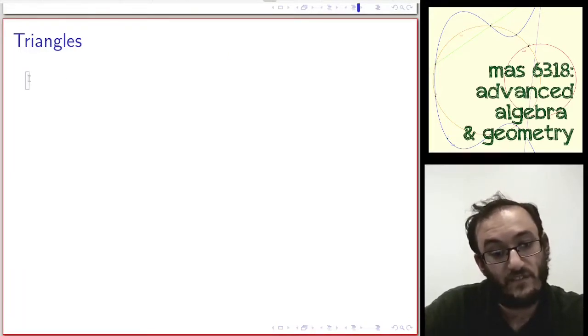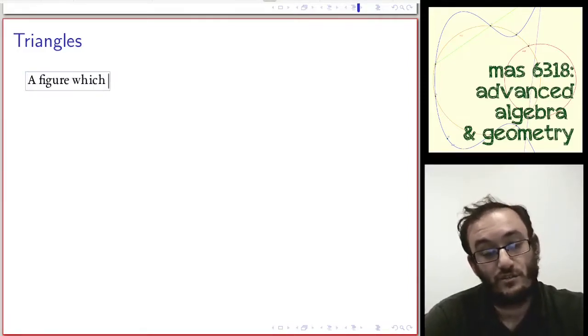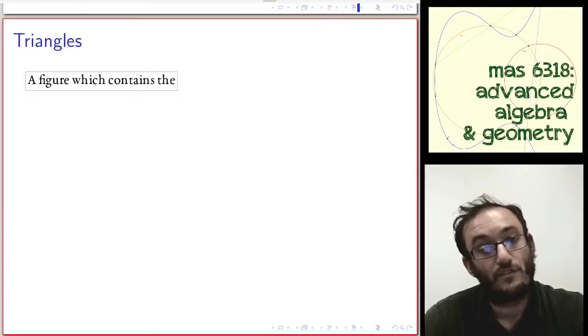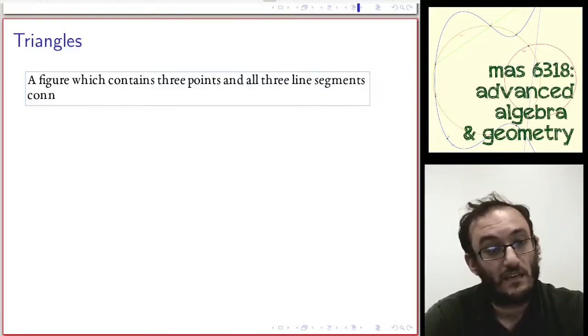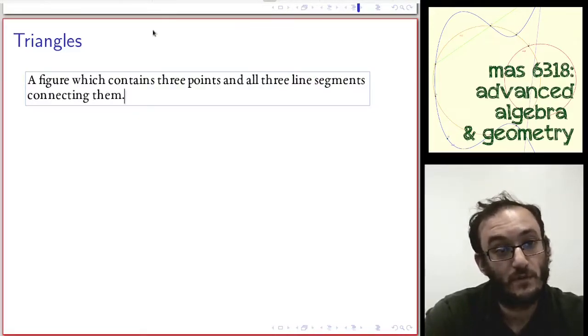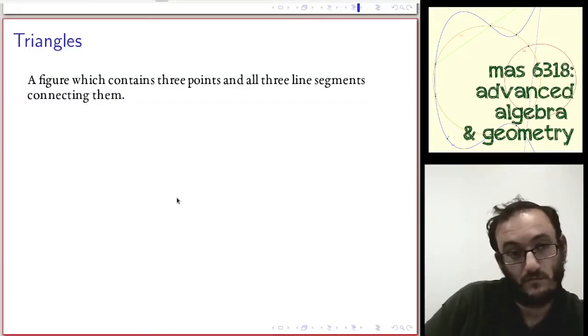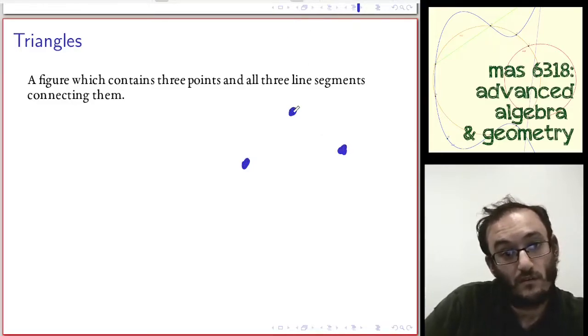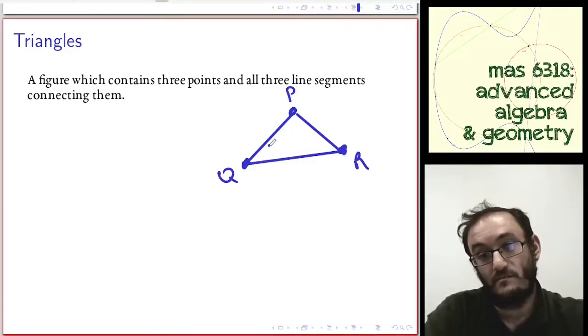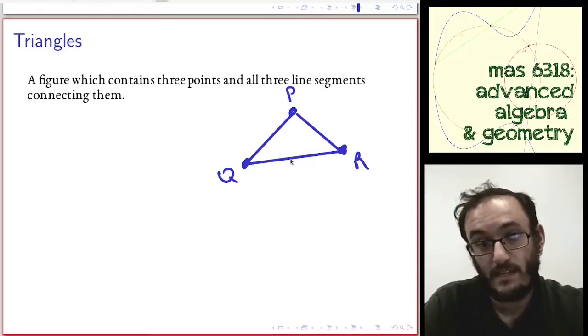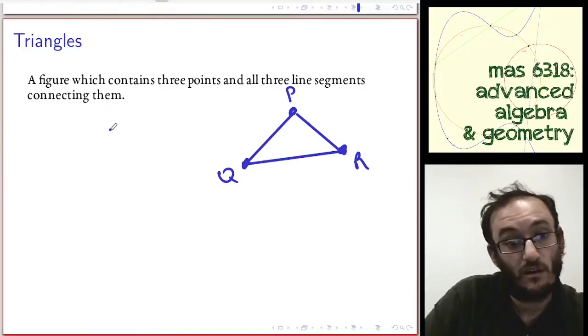So a triangle is a figure which contains 3 points and all 3 line segments connecting them. Okay, so for example, we'll have these 3 lines and these 3 points. So this is P, Q, and R. So then the triangle is the figure including these points and the three line segments PQ, PR, and QR.